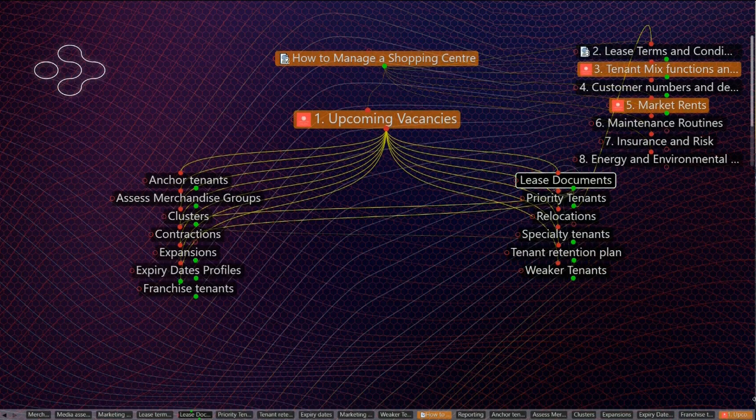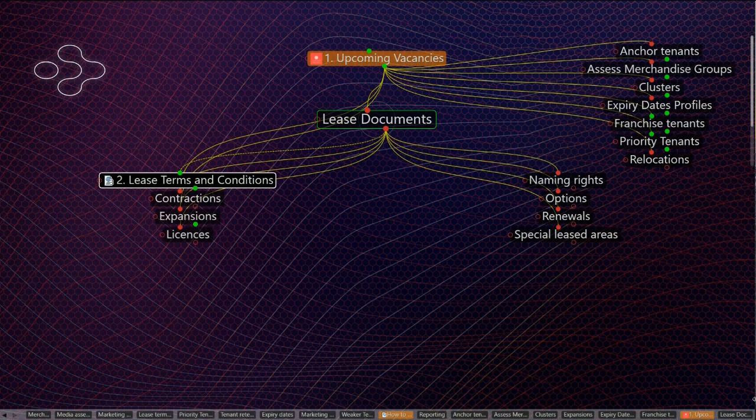Lease documents. So initially that'll be lease terms and conditions across all of the tenancy mix. I go back to the point of contractions, expansions, those sorts of things. Who's going to contract? Who's going to expand? Who is going to relocate? Then there'll be some licenses, which are quite different and unique. Licenses will be for special parts of occupancy attached to some other lease. They're there. Think about what they are, how they work, and how they can be enhanced for extra rent within the asset. There may be naming rights, options to consider with particular leases, renewals coming up, and special leased areas.